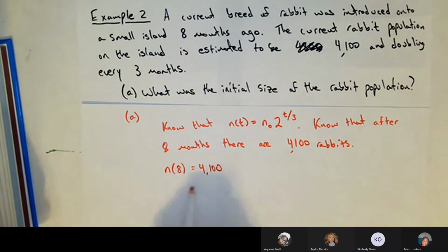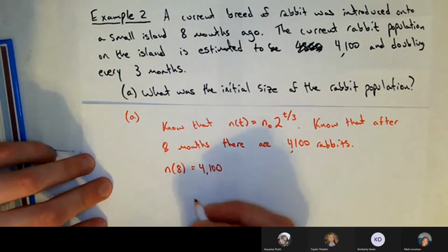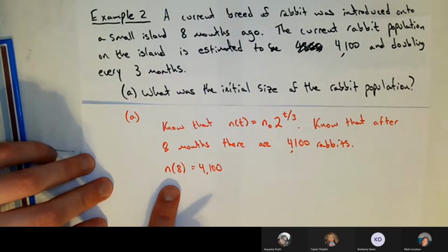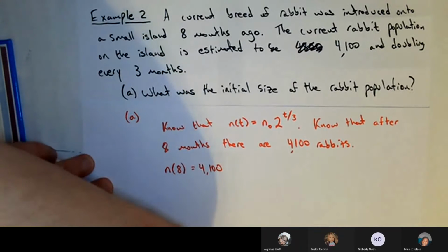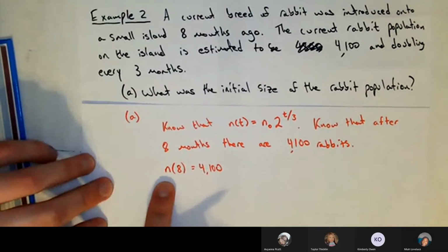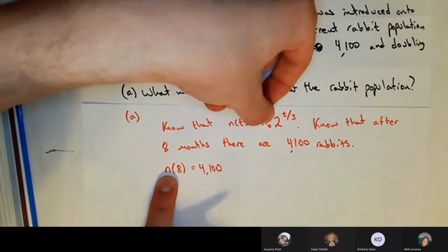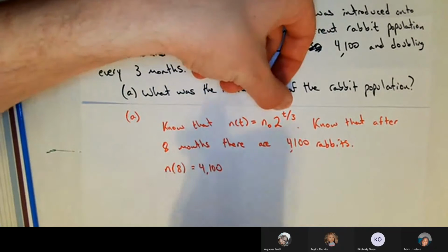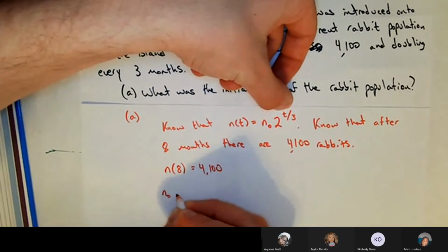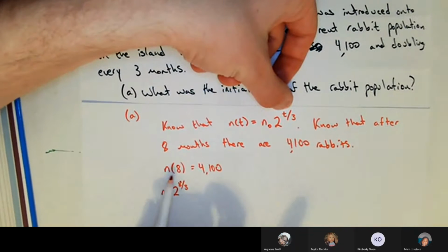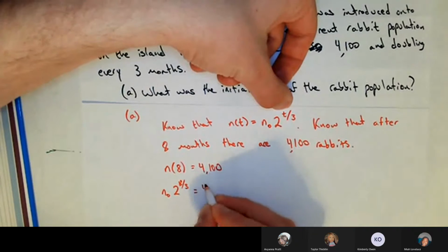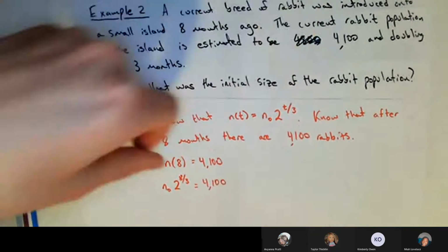All right, so how do I translate this into something that can be worked to be able to solve for n naught? Well, I would say n of 8. N of 8 means this function here with 8 plugged in for t. So I would say n naught times 2 raised to the 8 over 3. That's what this means, n of 8, right? And then is equal to that number, 4,100.